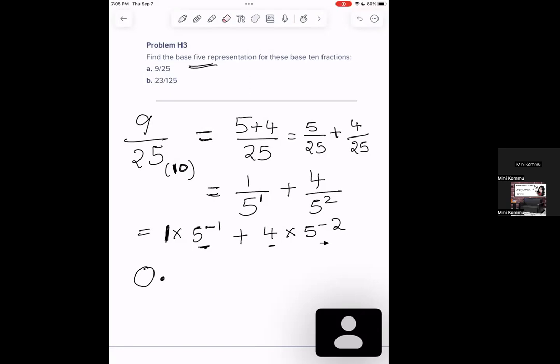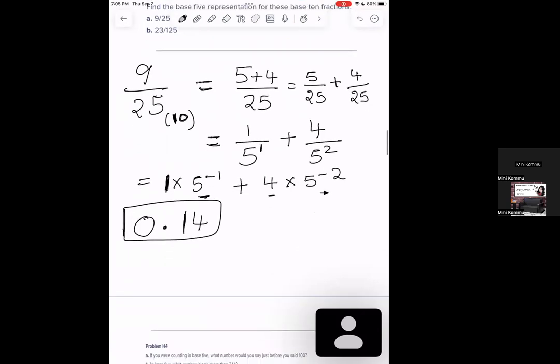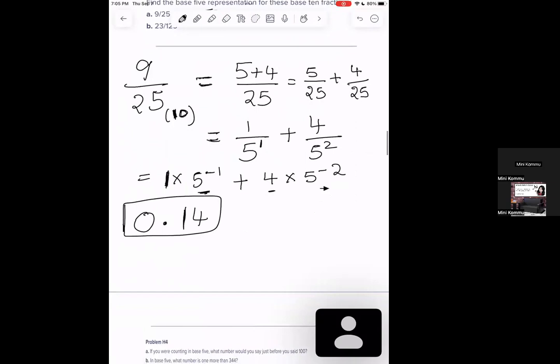So I'm going to write it as point. What is there in the 1/5 place? 1. What is there in the 1/25th place? 4. So 9/25 in base 5 will be 0.14.